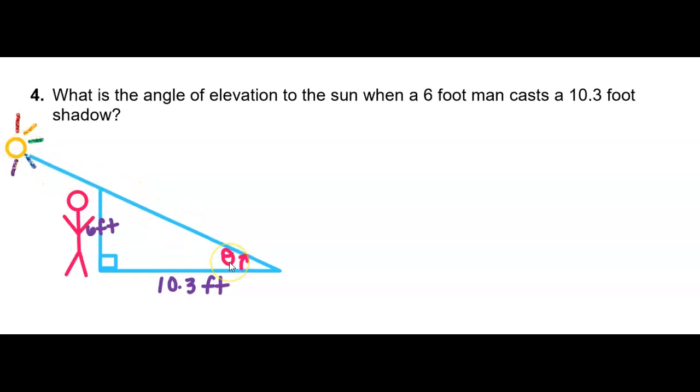So if we're looking for this angle, the sides that we know are going to be the opposite side, which is his height, and the bottom side here would be the adjacent side. So again, we're doing another tangent problem. Opposite and adjacent go with tangent. Tangent of angle theta is equal to opposite over adjacent, which would be 6 feet over 10.3 feet.